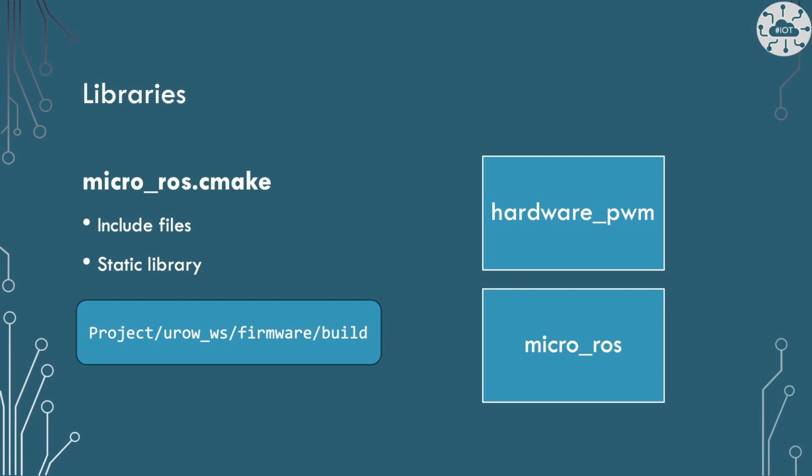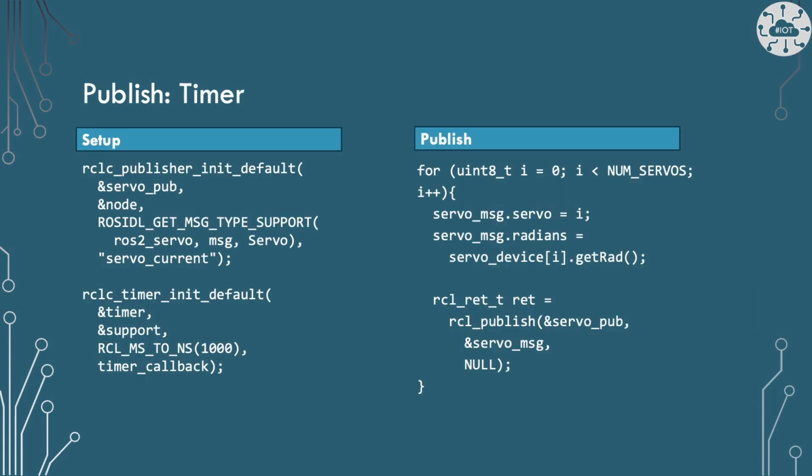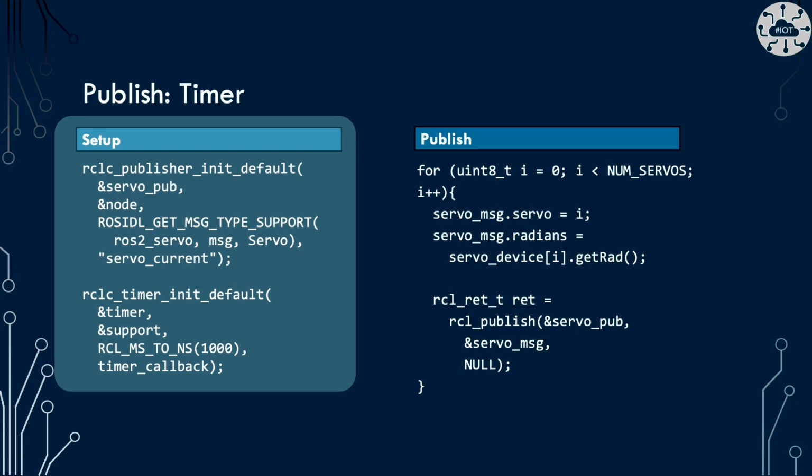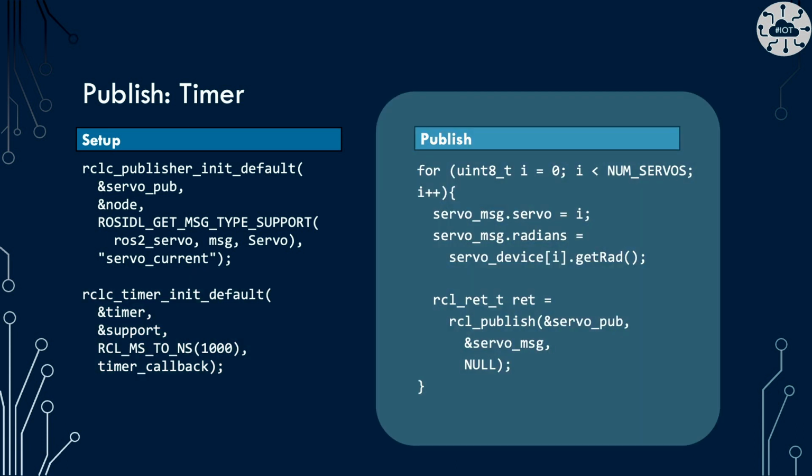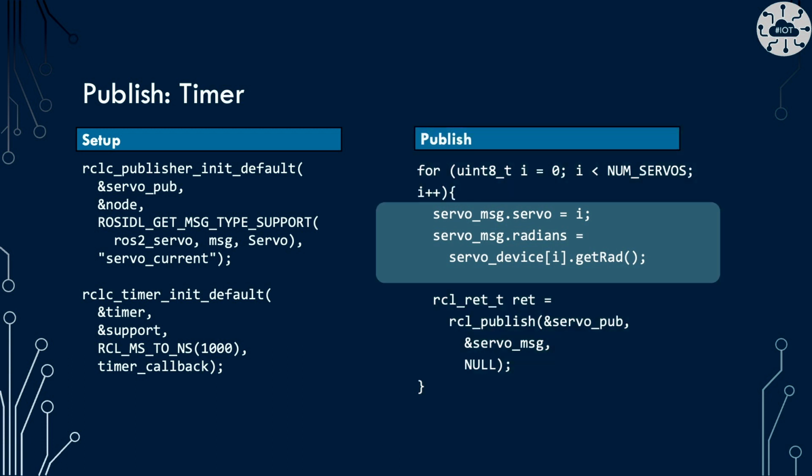We're going to use a couple of libraries, the Pico SDK hardware PWM library to manage the servo, and also the MicroROS library. I've written a MicroROS CMake include file to link to the library and include folders we built in the last section. The publish part of our code is very similar to the MicroROS demo. We set up a publisher and use a timer to trigger that publish step. In this example, each time the timer fires, I'm going to publish one message for each servo I am controlling. I just need to populate the message with the servo number and the angle in radians.